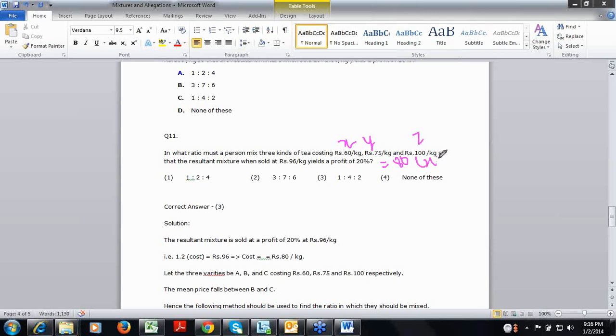The total is X plus Y plus Z. So 80X plus 80Y plus 80Z is equal to 60X plus 75Y plus 100Z.